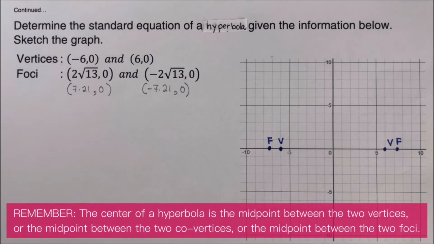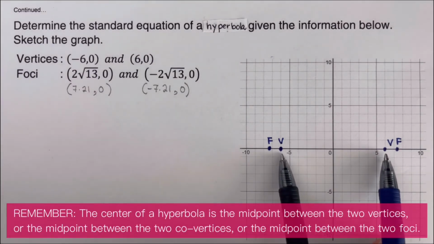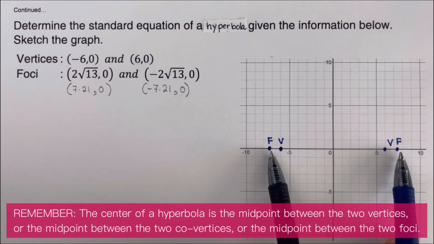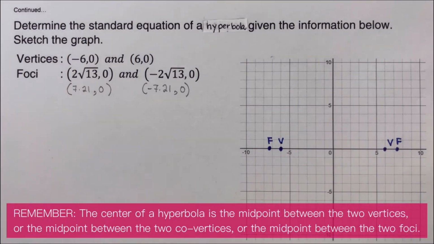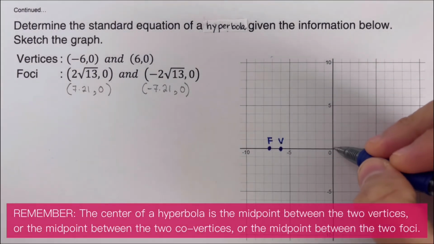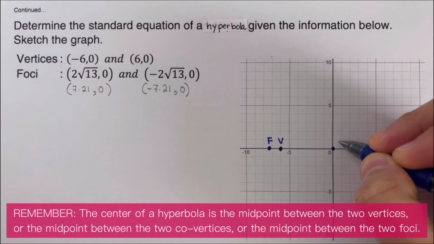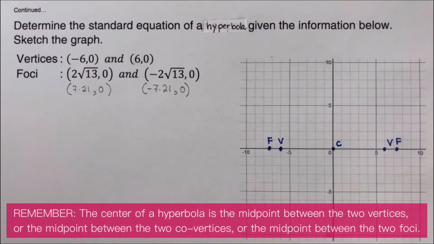Okay, now we remember that the center of every hyperbola is the midpoint between the two vertices, the midpoint between the two foci, or the midpoint between the two co-vertices. And so we can go ahead and say that the center between these two vertices is the point of origin, or at (0, 0). So I'm going to label that as our center.